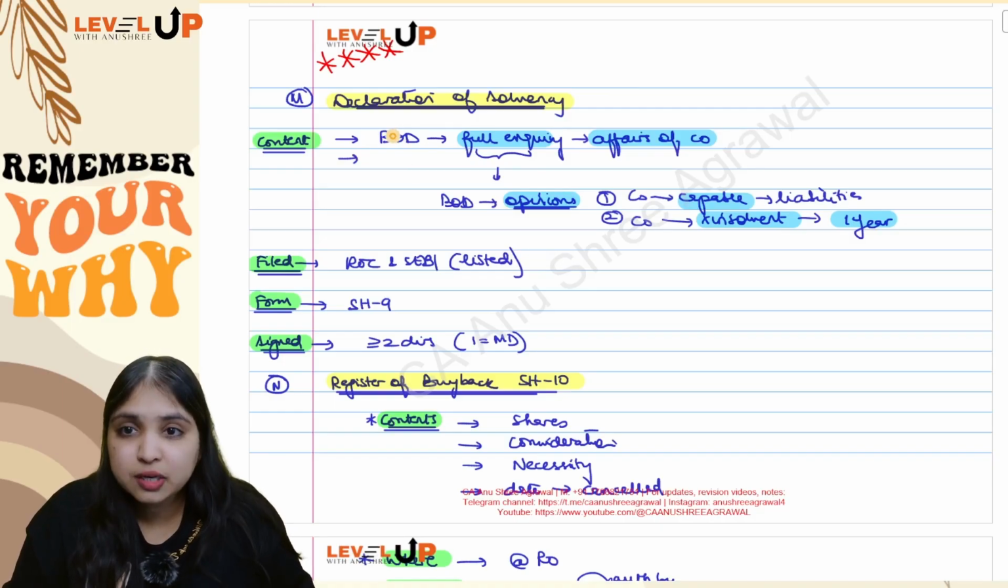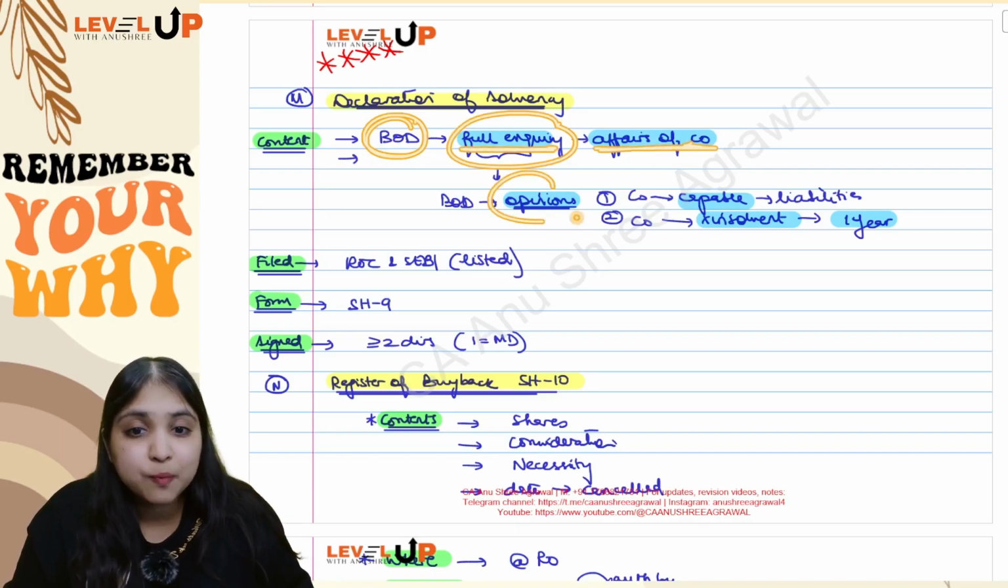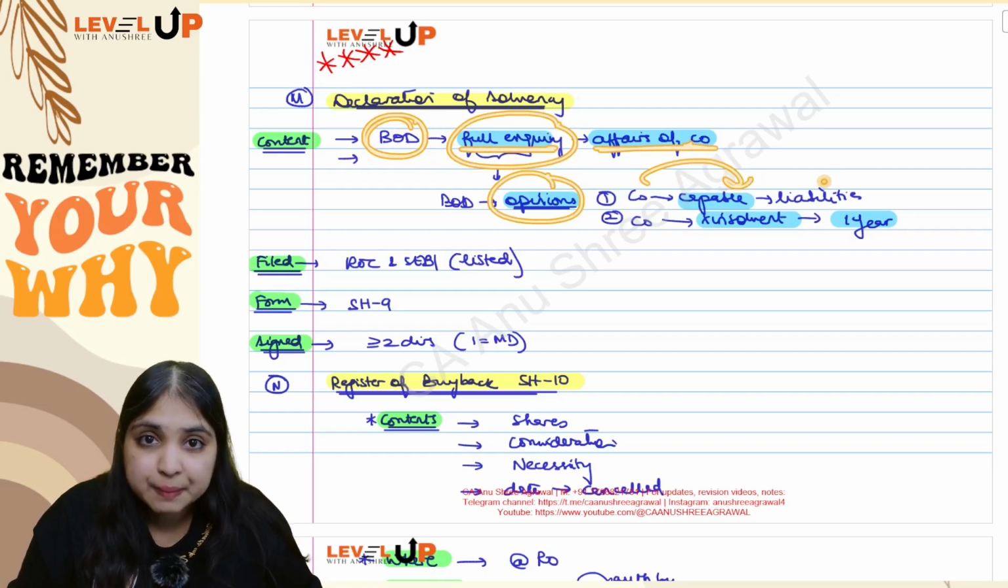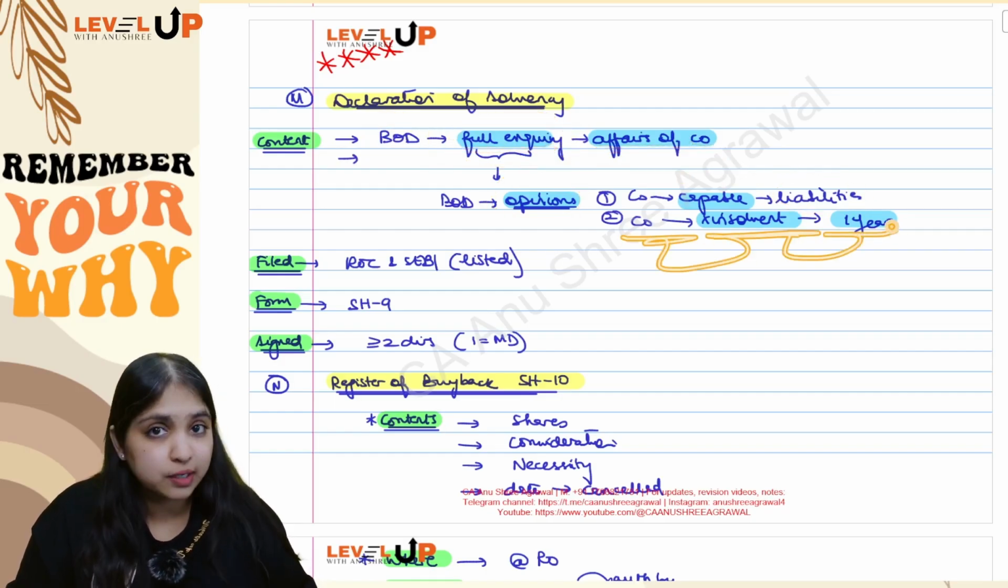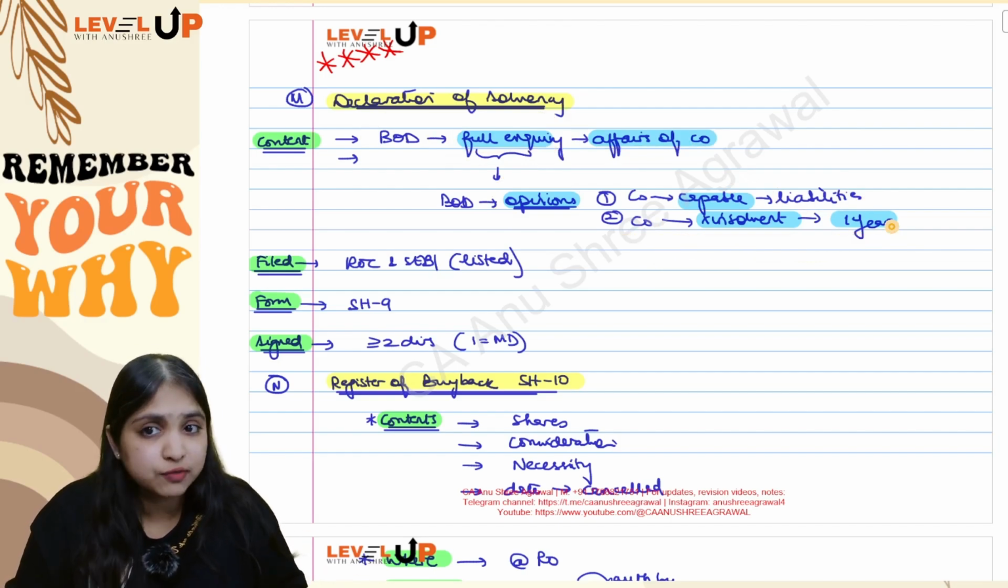So in this declaration, two things will be written. Number one, the board has made a full inquiry into the affairs of the company, and on the basis of the inquiry, the board is of the opinion that the company is capable of meeting its liabilities and the company will not go insolvent at least for the next 1 year. So don't worry, creditors, we have enough money for you also. That's the whole context of this declaration.